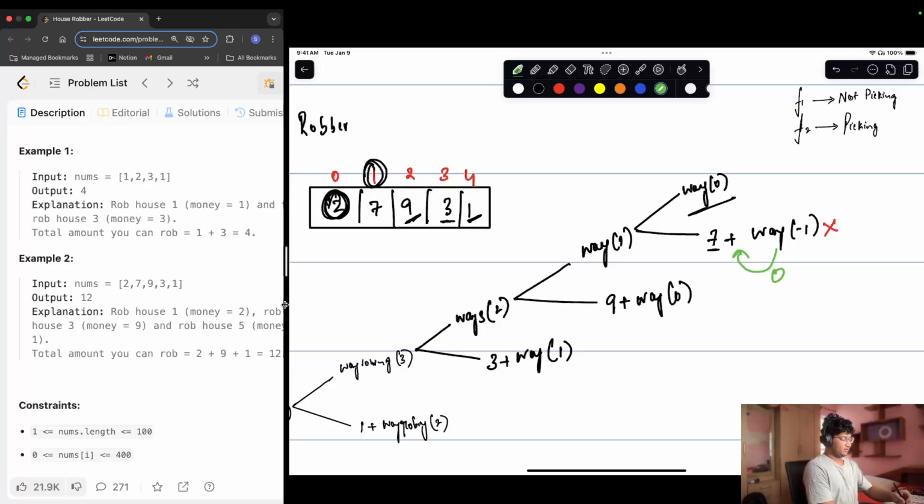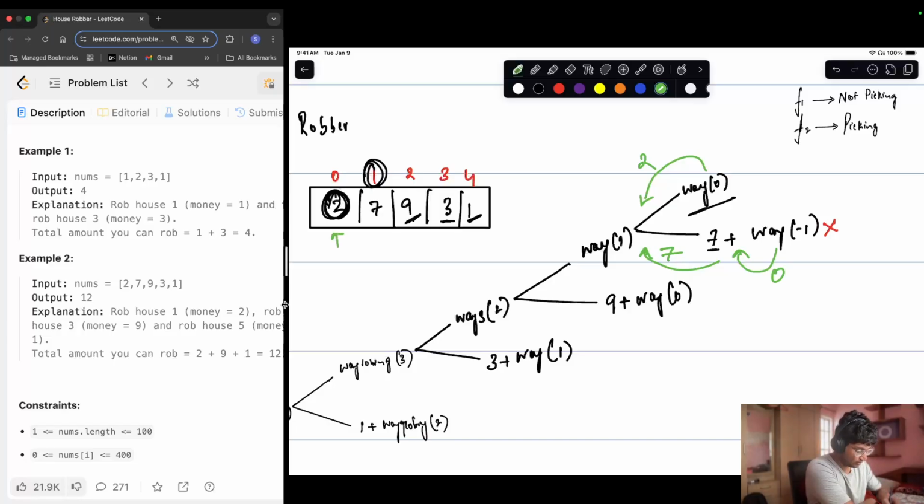Okay. And ways of 0 is going to return me the maximum profit that I can make only robbing house 0, right? That is 2, right? So this is going to return 2, right? And 7 plus 0 is going to return 7, right? Now what is the maximum profit that I can make until the first house, right? So until the first house, what is the maximum profit that I can make?